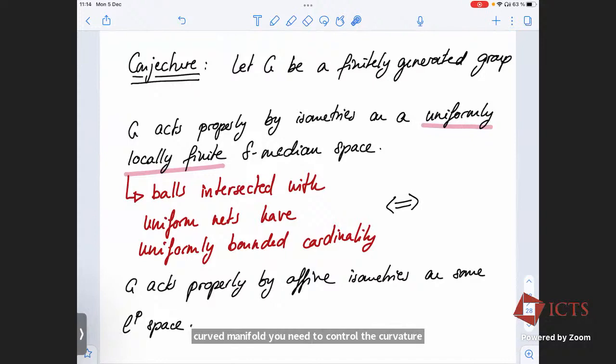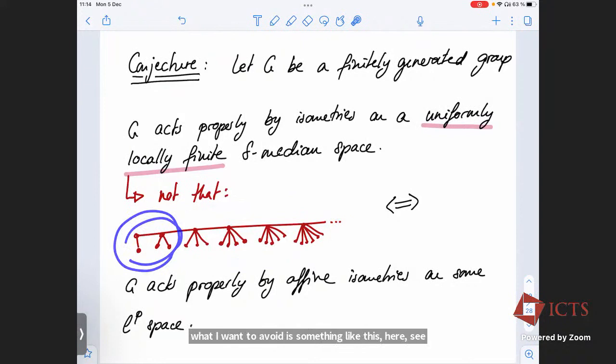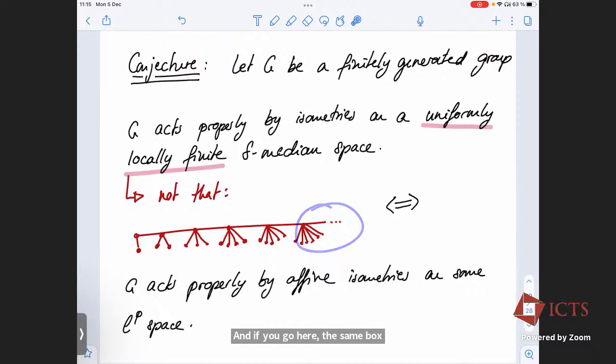But here, what I want to avoid is something like this. Here you have balls with not many elements. And if you go here, the ball with the same radius will have more and more elements. This is typically something I like to avoid, something locally infinite. And I'll tell you later why I need to avoid that. It's not that I want to avoid it, it's that I have to avoid it.